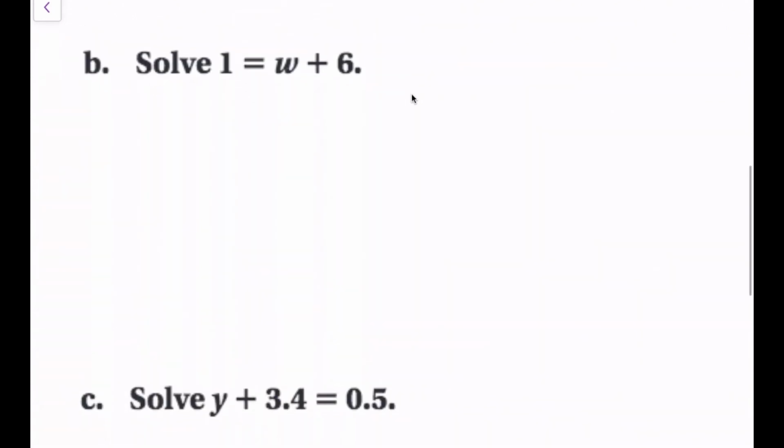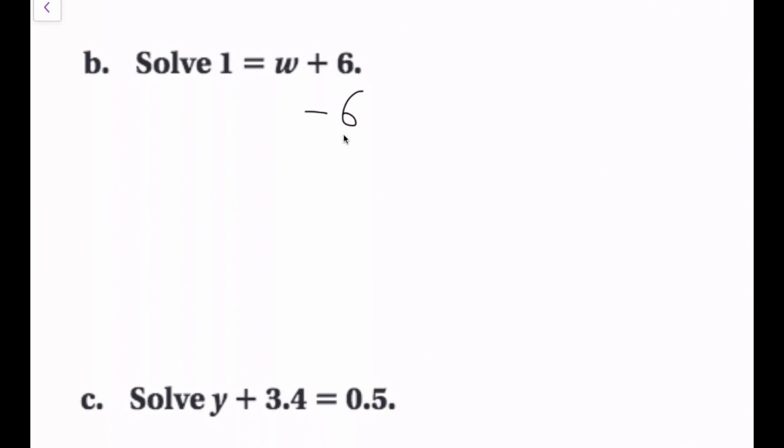For part B, solve 1 equals w plus 6. So once again, we want to see what's happening to our variable. And in this case, our variable is being added to the number 6. So we have a plus 6 here, and we want to get rid of everything except for our variable. We want to isolate our variable, get it alone. So to cancel out plus 6, I want to subtract 6 or add a negative 6, which is the same thing.